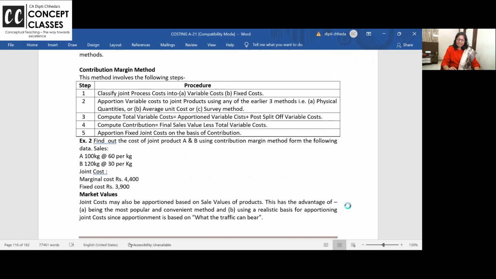This is called the contribution margin method. This method of apportionment is generally used where you can classify your joint cost into the fixed cost and the variable cost. Is it understood? Your total cost, if you can divide into fixed cost and variable cost.